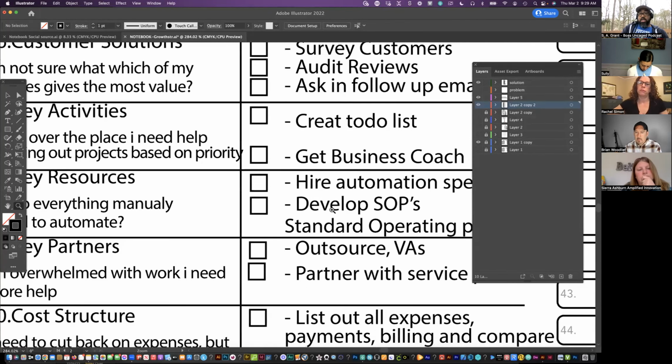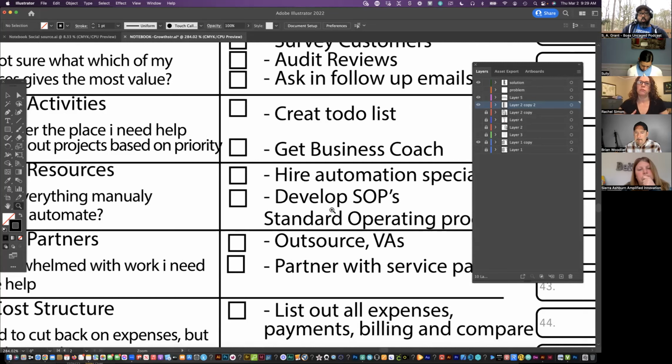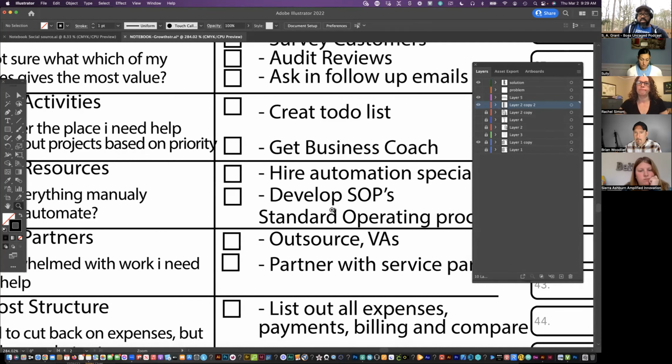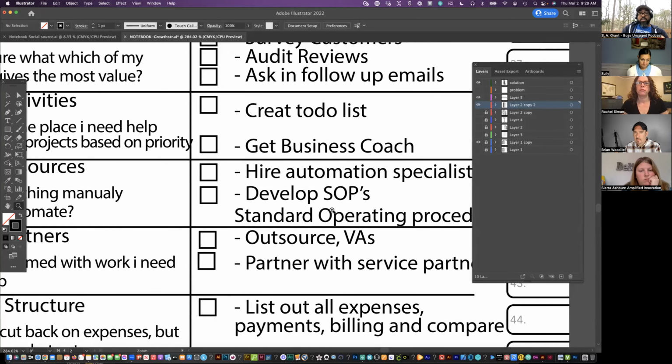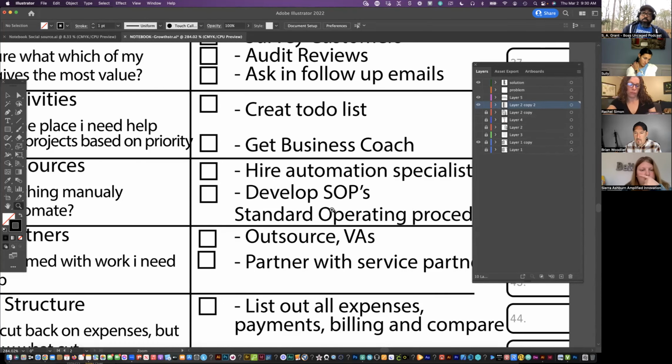Next is key partners, right? So if you're overworked and you're trying to figure out what's the low-hanging fruit, my solution for that would be to outsource it to VAs or partner with service partners. Prime example, if I'm working with a client and let's say they want some websites and my team can't build the websites, then I'm going to refer them to Brian, so that my team could be freed up to take care of the actual project, which may be automation, and Brian can then build a website for them.